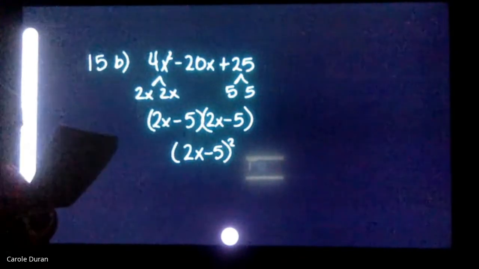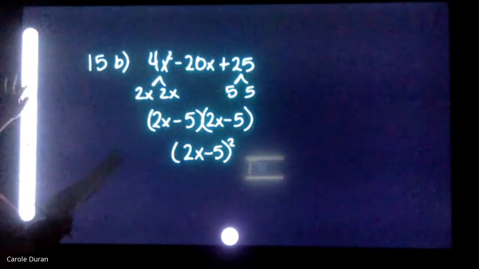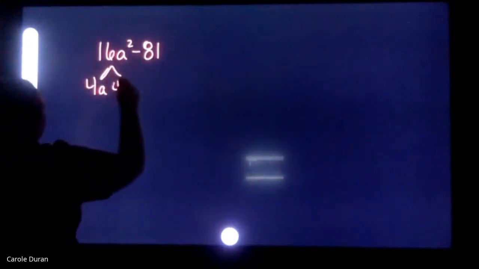So then C is going to be a difference of squares. So I have 16a squared minus 81. I know it's a difference of squares because it's subtraction. And my first term is a square because 4 times 4 is 16. A times a is a squared.